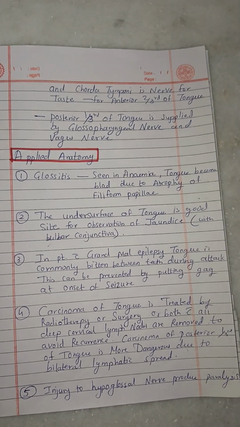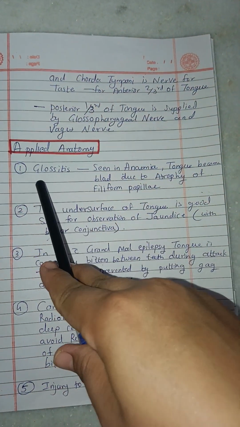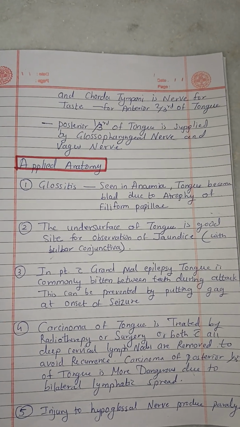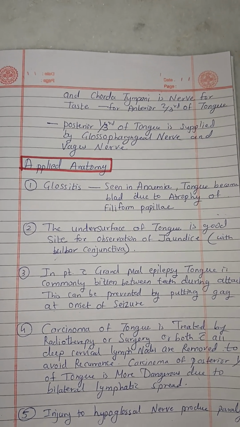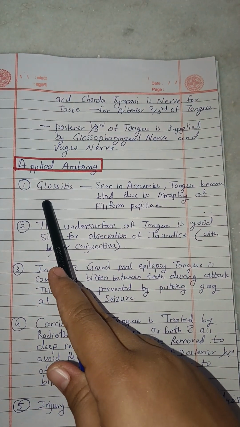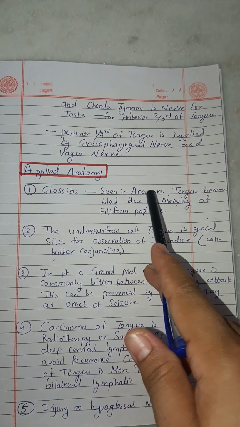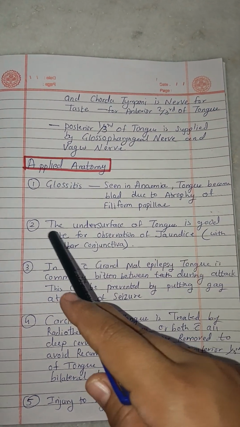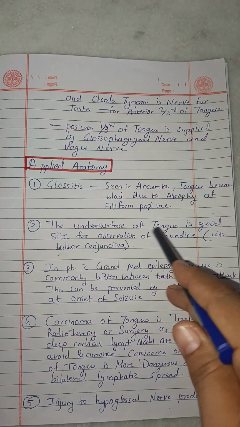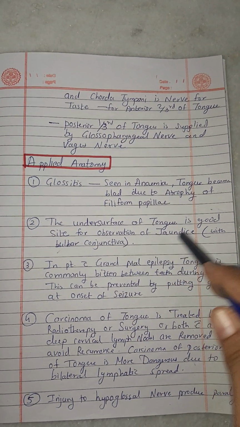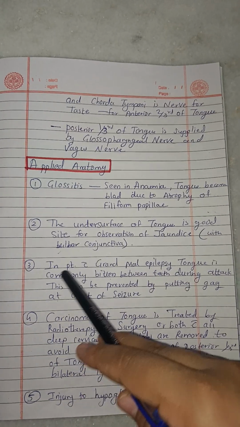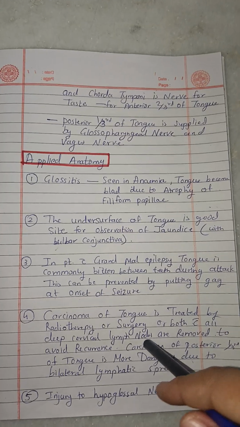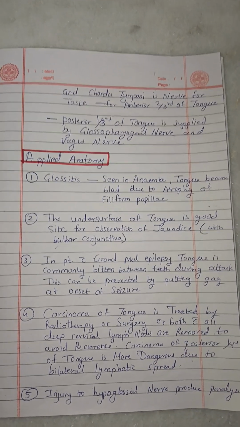Now we will see the applied anatomy. We will see in which conditions it is useful to examine the tongue. In which conditions is the anatomy of the tongue changed? First, in glossitis, as in anemia, the tongue becomes bald due to atrophy of the filiform papillae. The undersurface of the tongue is a good site for observation of jaundice, along with the bulbar conjunctiva. In a patient with grand mal epilepsy, the tongue is commonly bitten between the teeth during an attack. This can be prevented by putting a gag at the onset of the seizure.